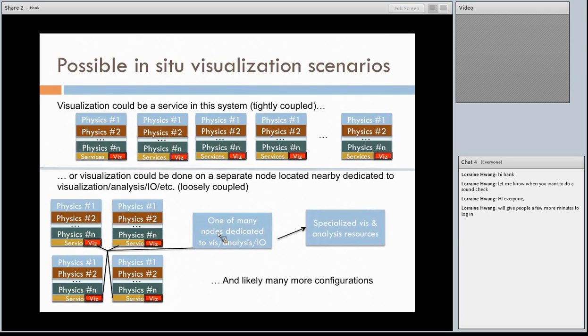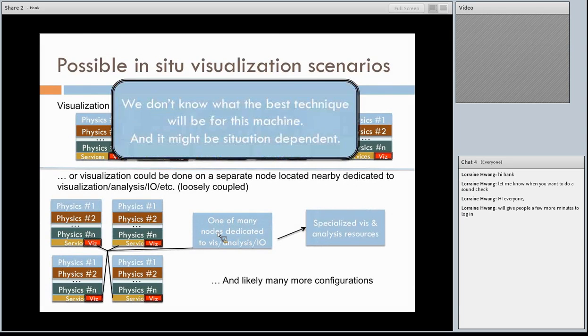And so the point of this is that there's lots of different in situ designs in play, and as a community, we actually don't know which ones are best. And there's a conversation to be had between the application scientists like yourselves and the visualization scientists like ourselves in terms of which one is best.